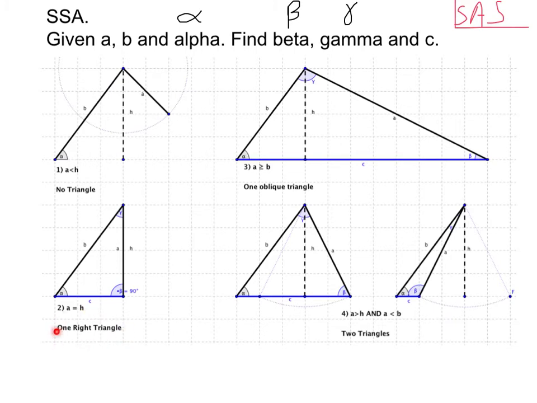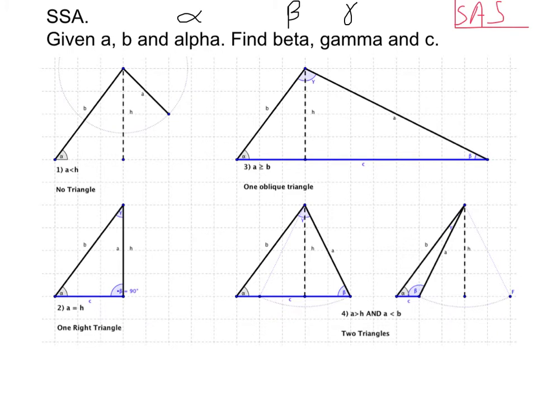Now, if we have one right triangle, that happens when A equals H. We can imagine from up here extending the length of A so that when we swing it around, it does hit this third side nicely here. Because again, I can't change this angle alpha. It is set already. And when that side A swings around and is the right length, then we get our triangle.